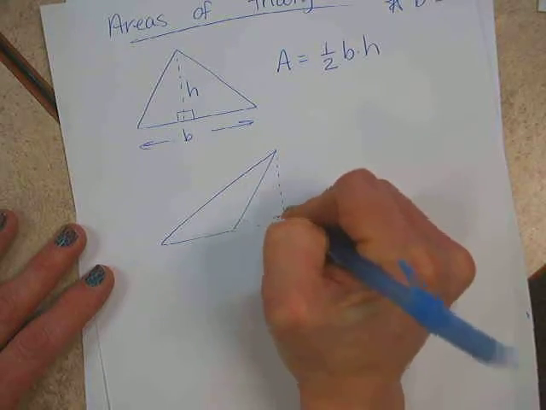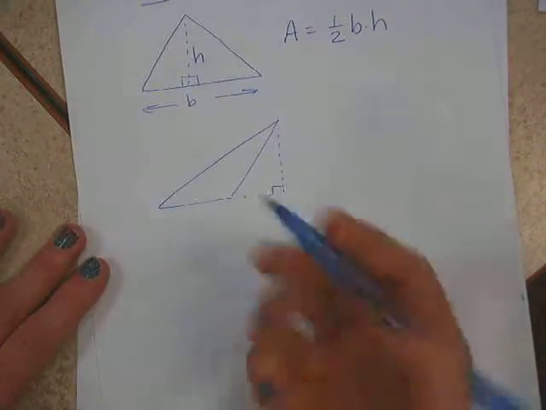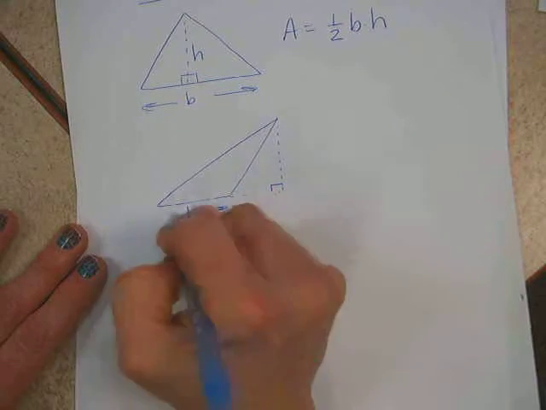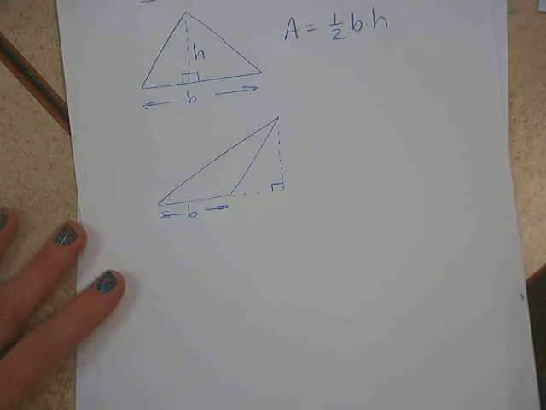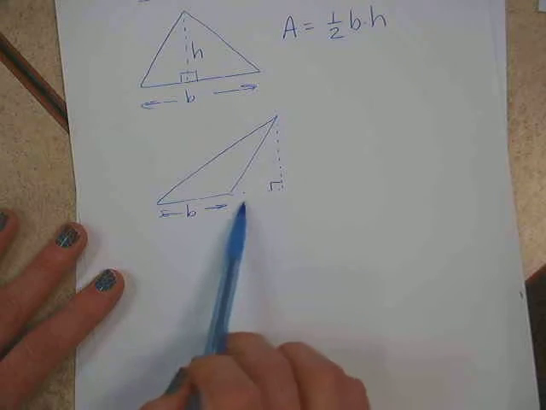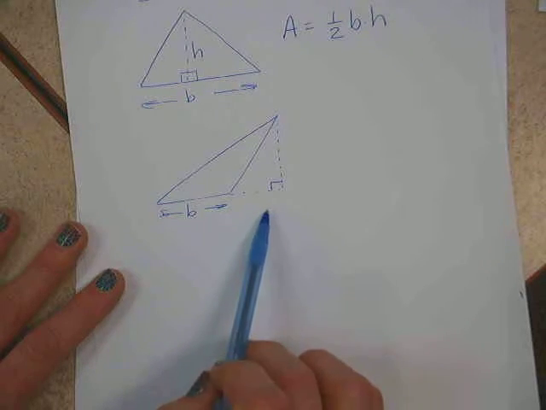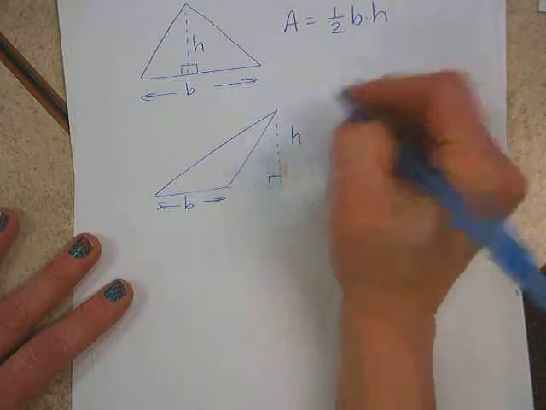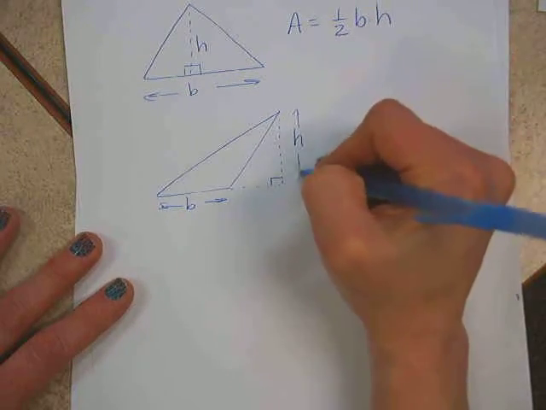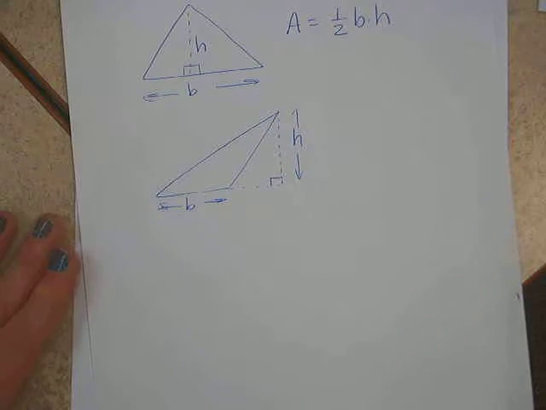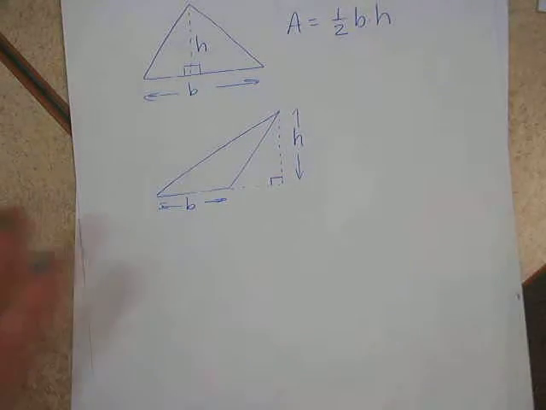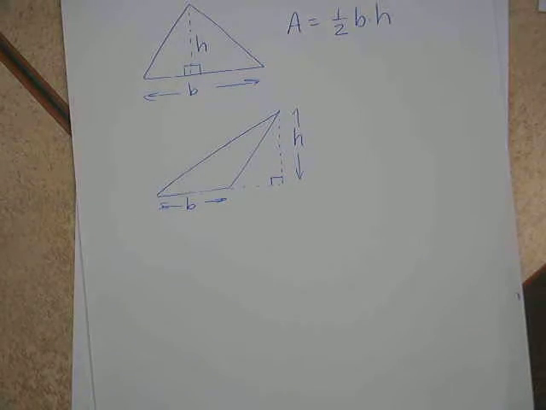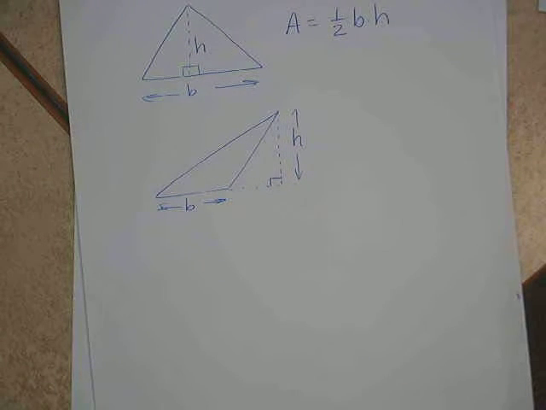Thing you want to be careful of with those is your base would only be that length. It would not include anything that's not a side of the triangle. Okay, so it has to be a side of the triangle. And the height is from the top to the bottom, perpendicular to the base. Okay, so do not include that piece.